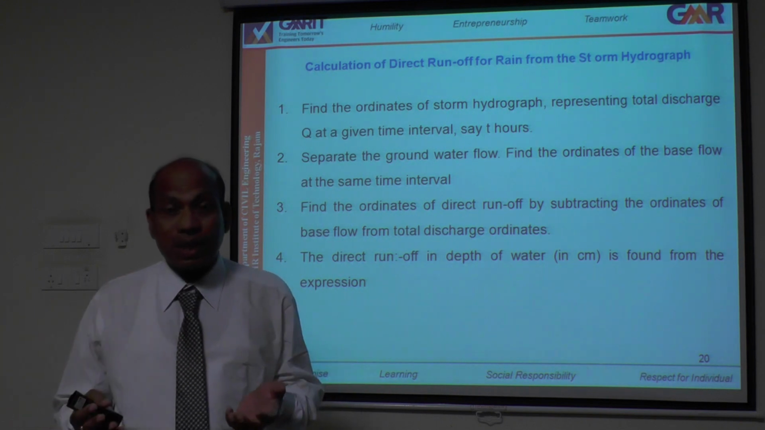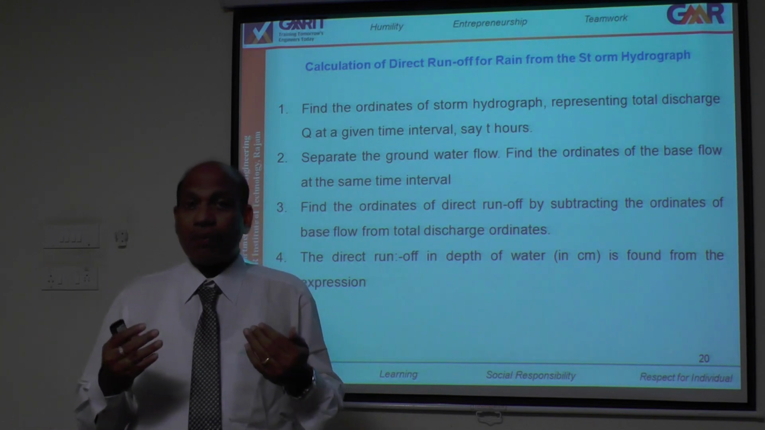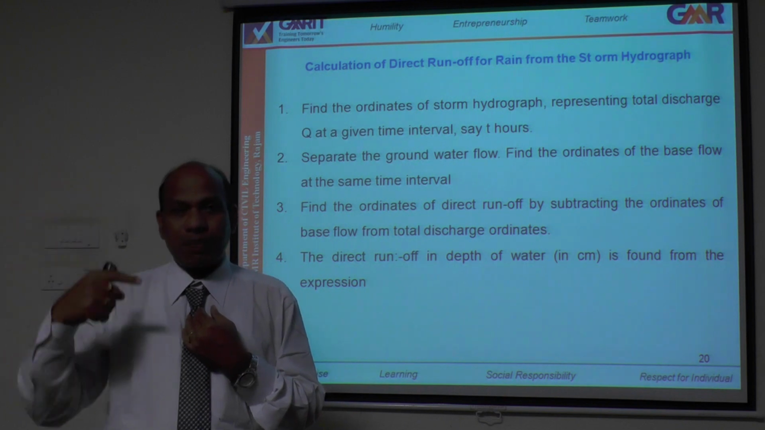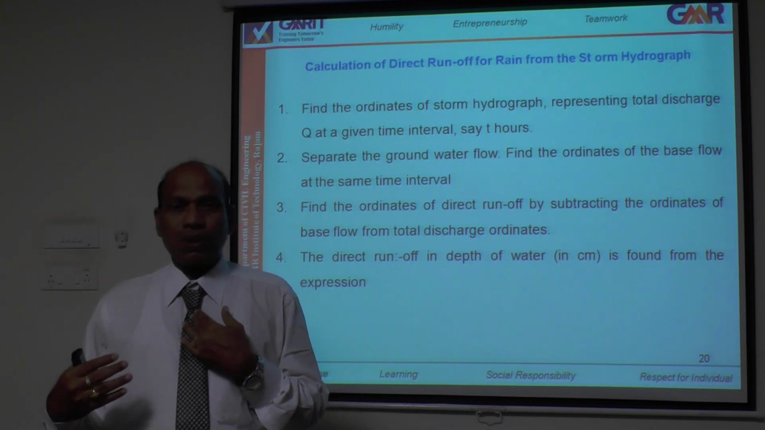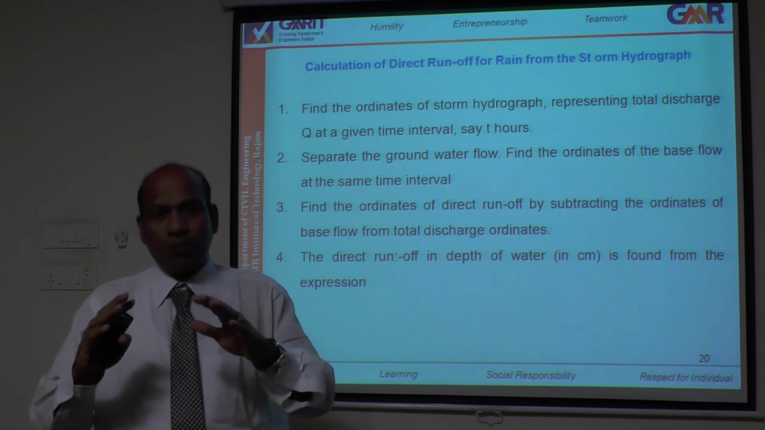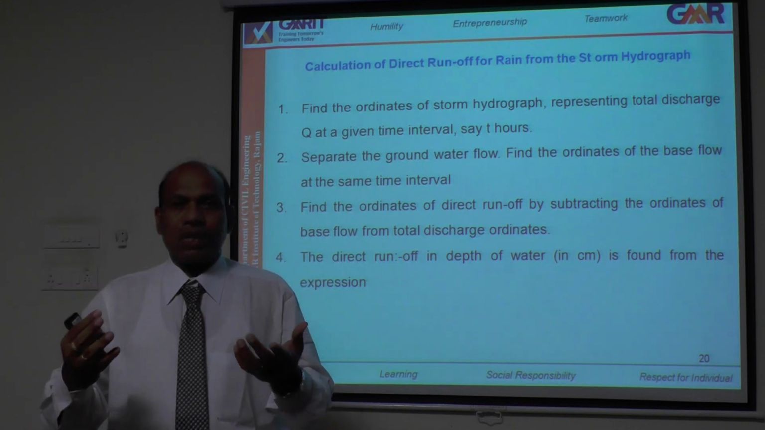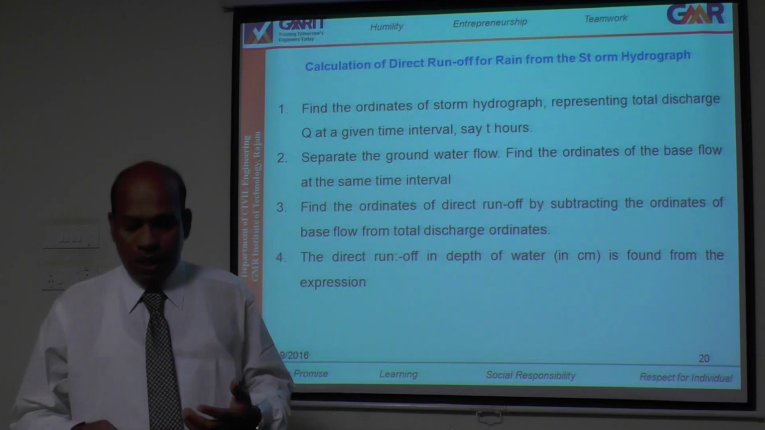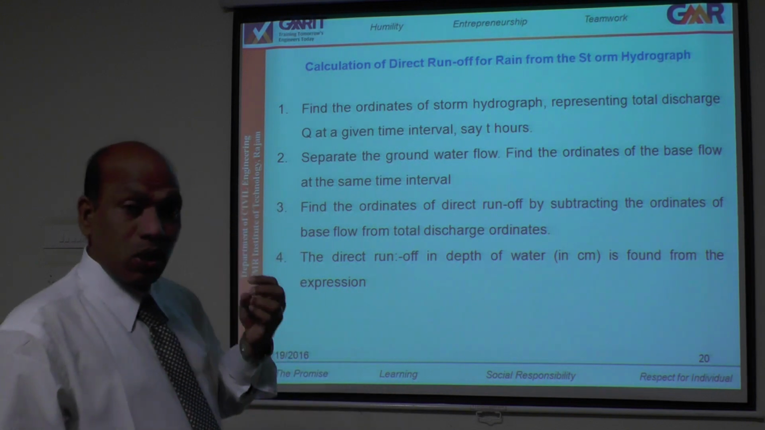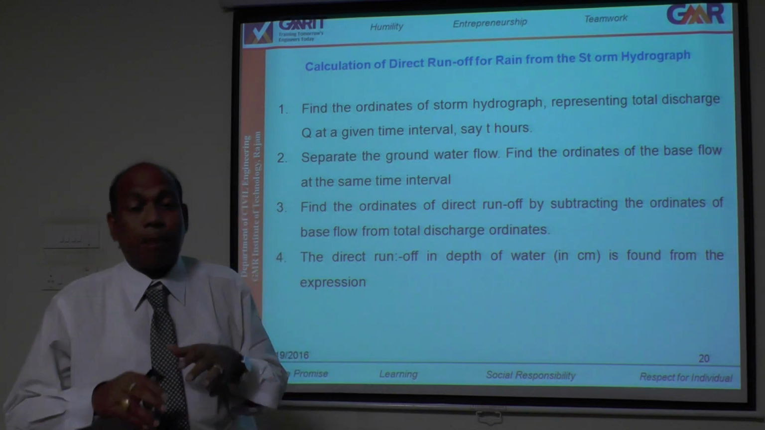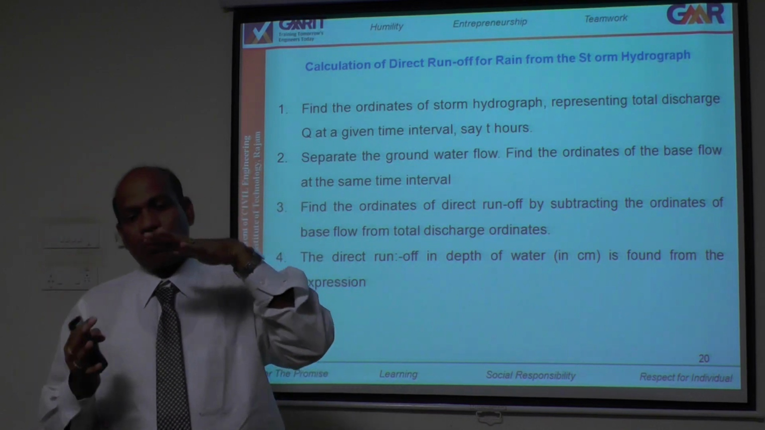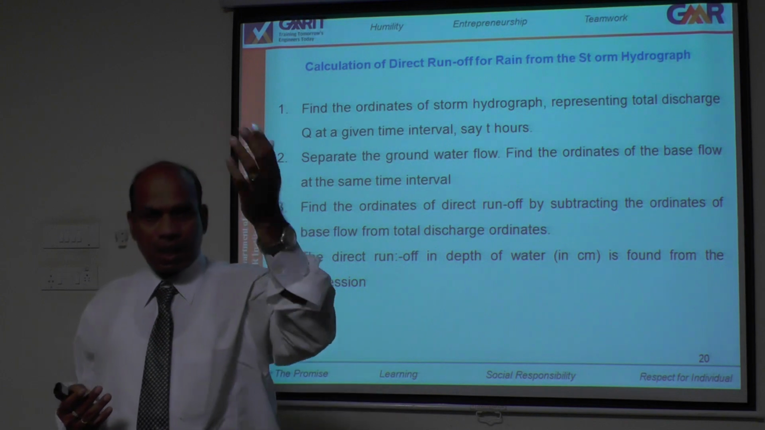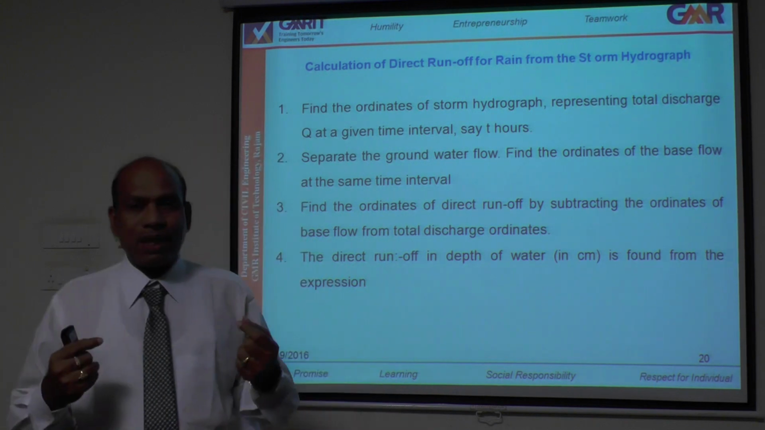We know what the direct runoff ordinates are. Direct runoff is the combination of surface and subsurface runoff, and the remaining ground flow is separate. So first of all, we are going to separate the ground flow from the above two flows, that is the interflow as well as surface flow. Once we prepare the storm hydrograph, then we are going to separate the base flow from the direct runoff ordinates.